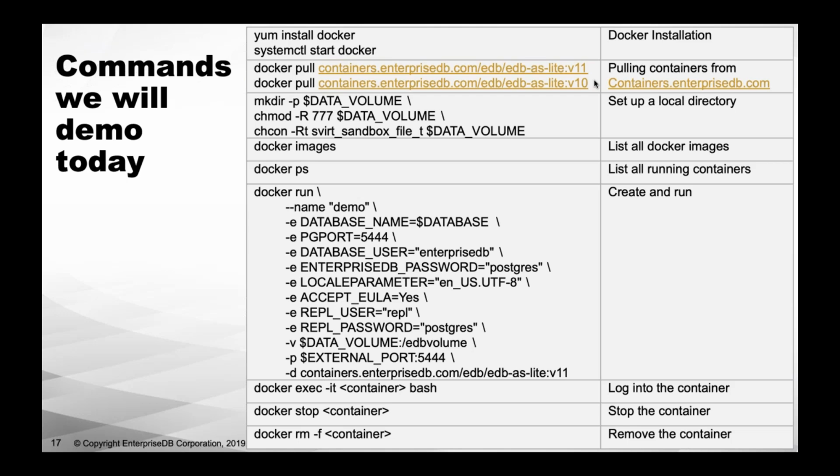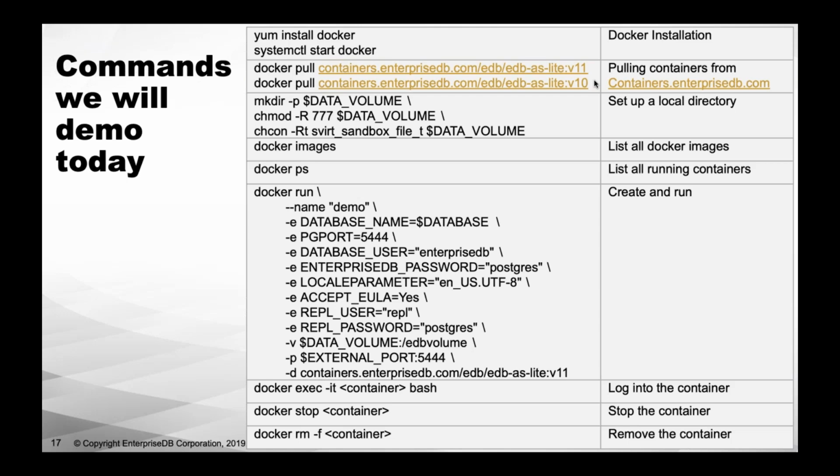We're not going to show you how to install the Docker environment, but in Linux, it's really just yum install docker and start the service. Pulling the containers is, you just pull the containers from EDB's environment. You're going to create a local directory, and make sure that you can access it. Here are the utility commands that Shakti will show you. Docker images shows you everything that you have locally available. Docker ps shows you everything that's running.